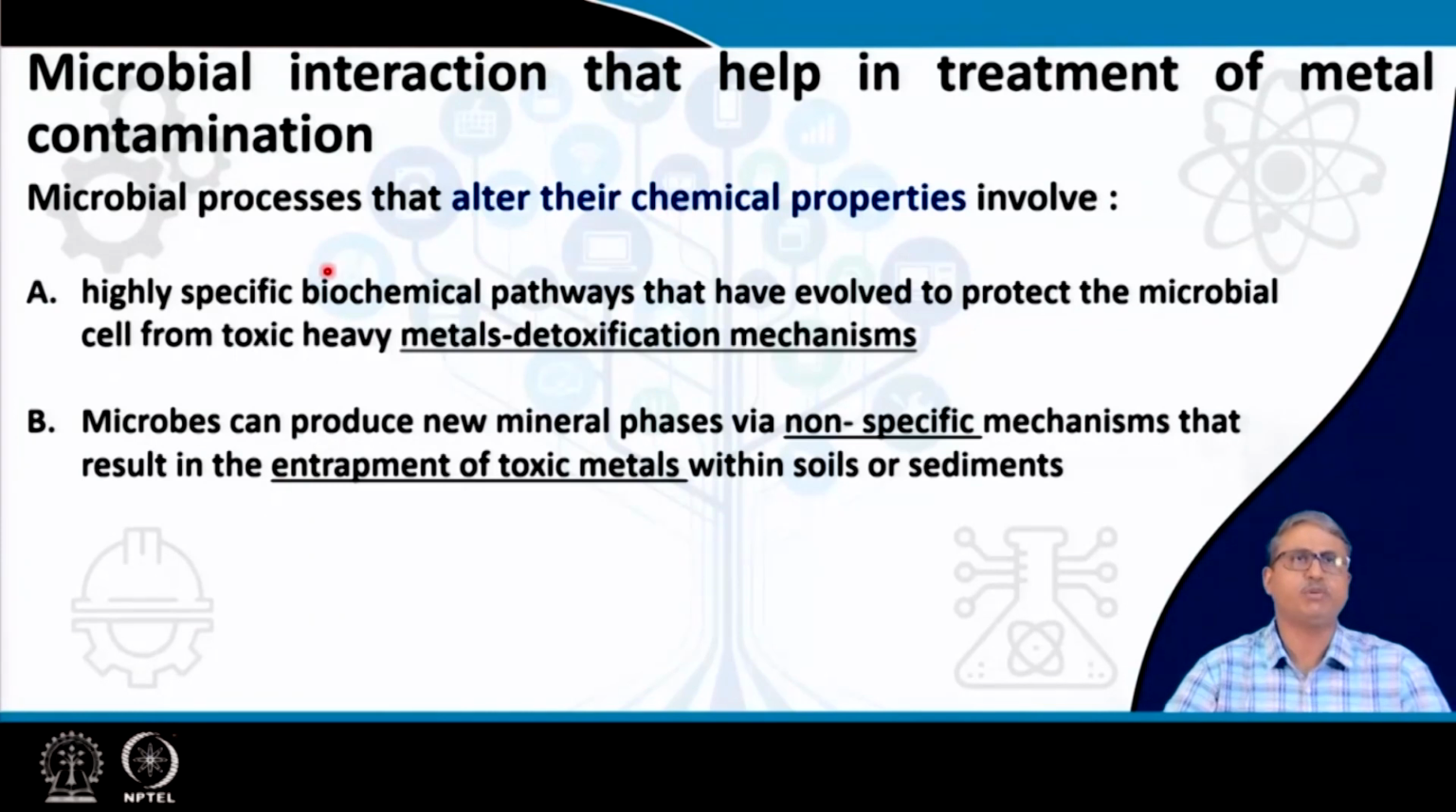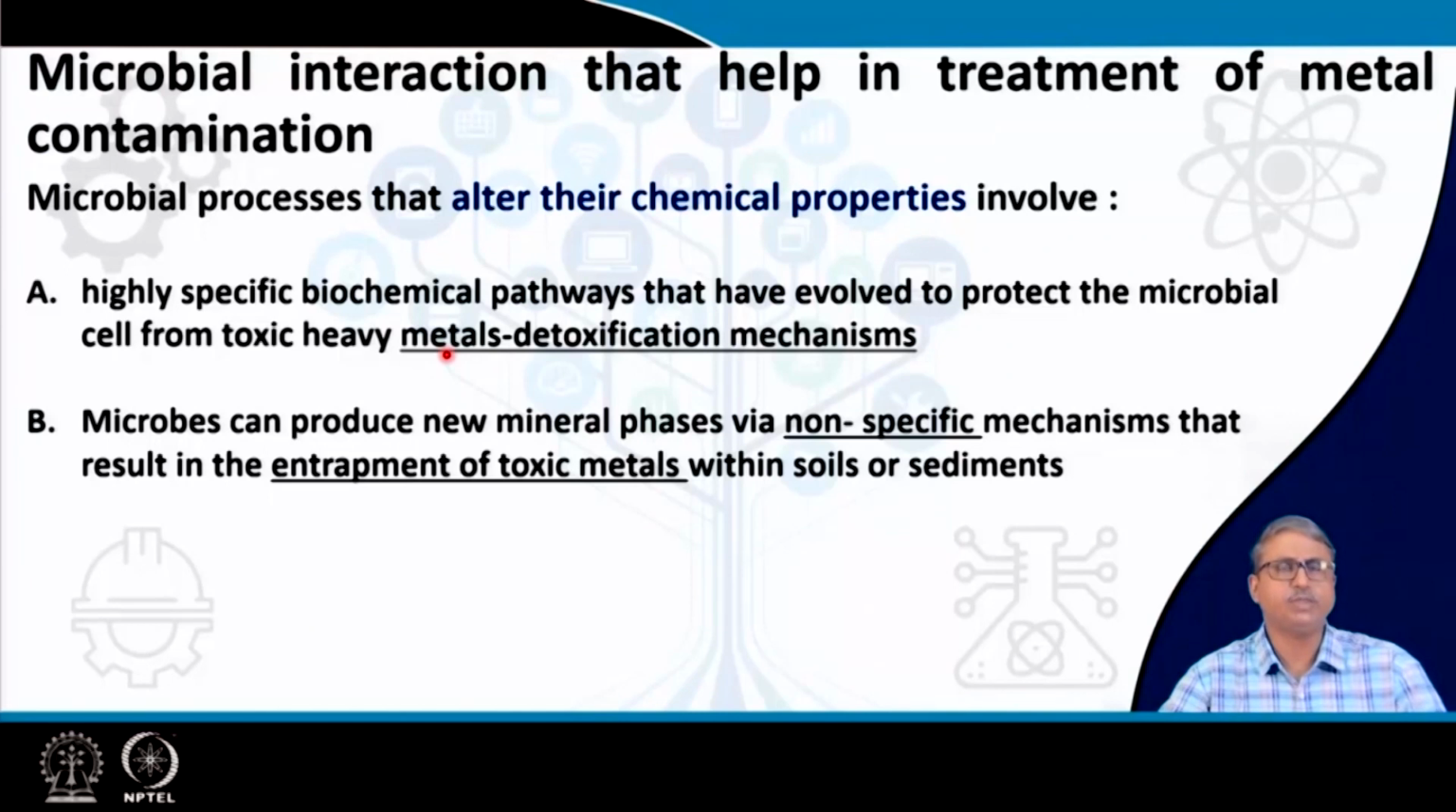So, the first and foremost is the highly specific biochemical pathways present in microorganisms that have evolved to protect the microbial cell from toxic heavy metals. Since microorganisms have been living with these metals from the origin of life or the origin of their systems, they have learned how to deal with these metals.